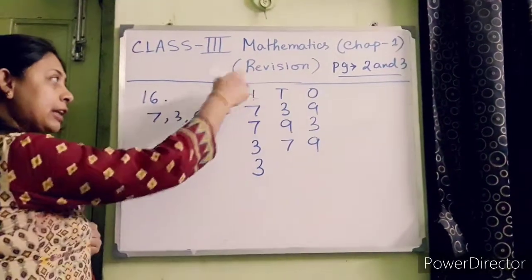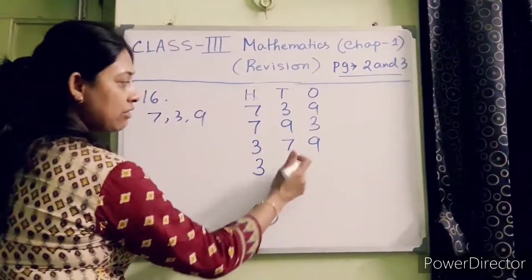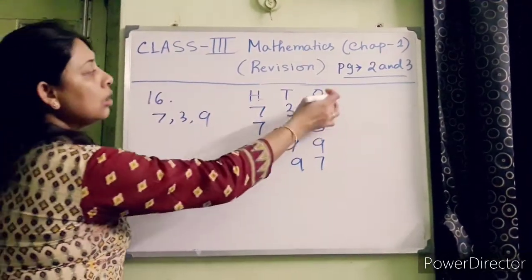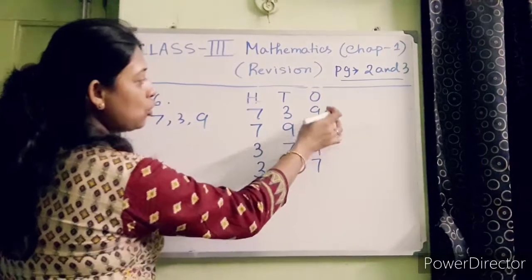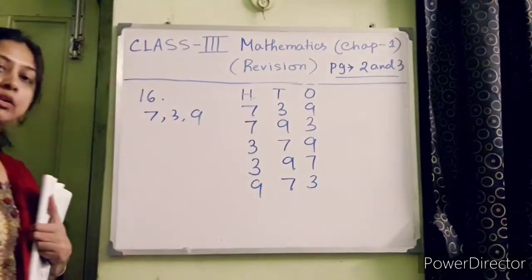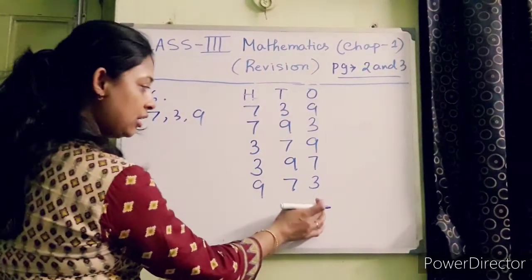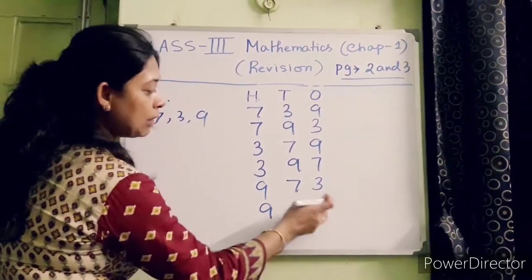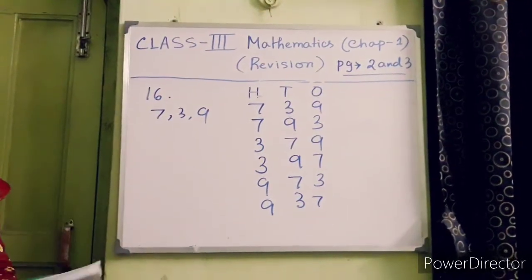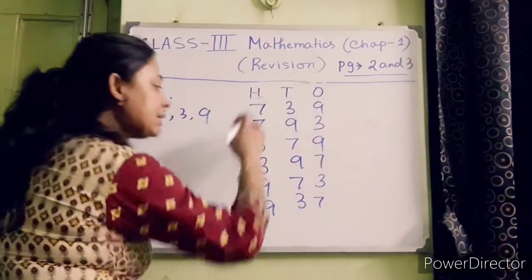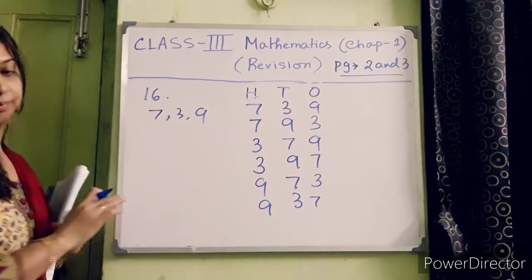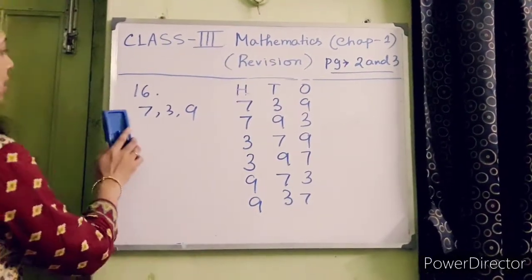Put the 3 once again in the hundreds place and interchange the places of 7 and 9: 397. Now put the 9 in the hundreds place and 7 and 3 one by one. So 973, and interchange the places of 7 and 3: 937. So you can make 6 numbers using the digits 7, 3 and 9. Clear? Now next one.